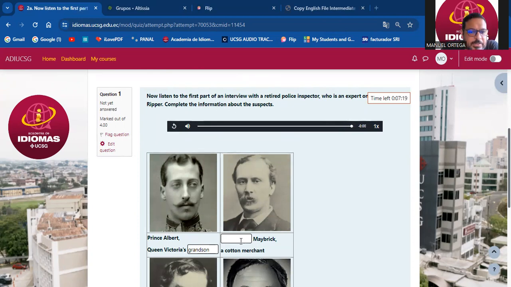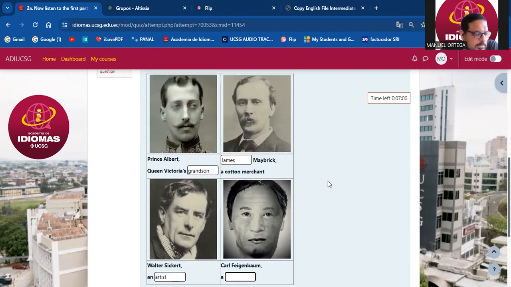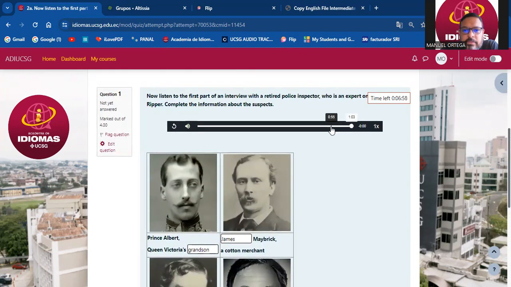With the second part of the track, we complete. The first name of Maybrick is James. James. So here we go. And here at the bottom, Karl Feigenbaum, that is a... Did you listen to his profession? No, I can't. Let's listen this last part.